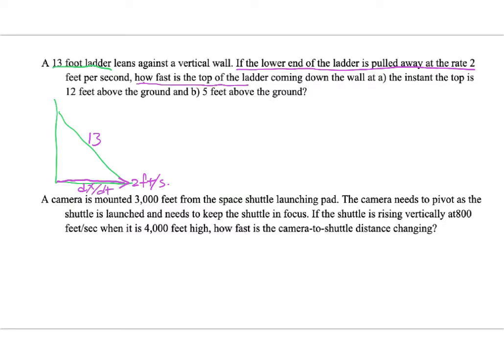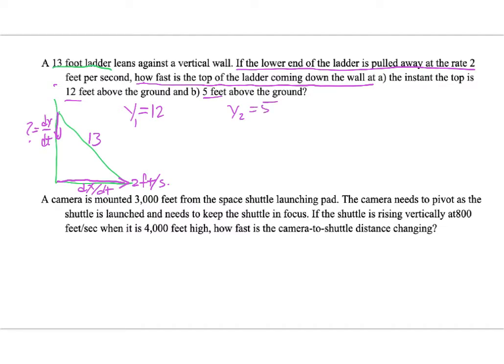How fast is the top of the ladder coming down the wall? Okay. So that's going to be dy/dt. And I don't know what that is. The instant the top is 12 feet above the ground, okay? So that tells me that y1, because I see I have two of these, is going to be 12. And I've also found that y2 is going to be 5.